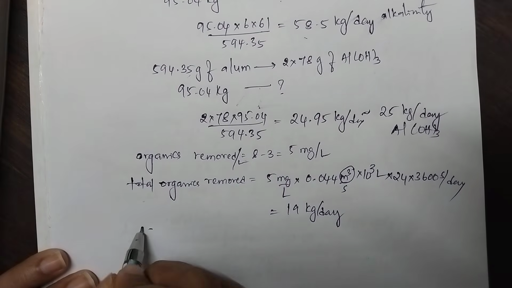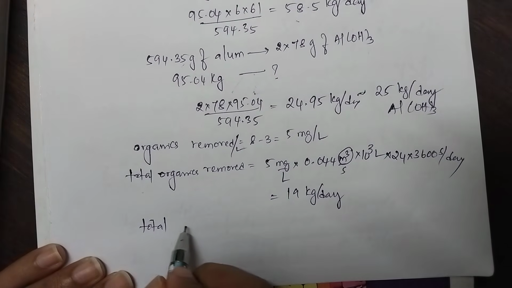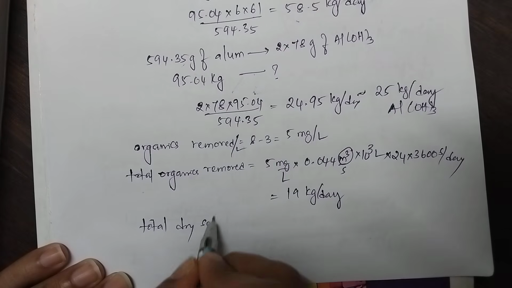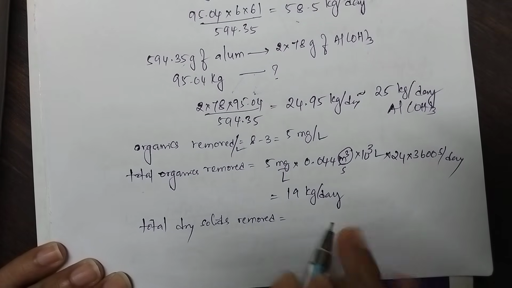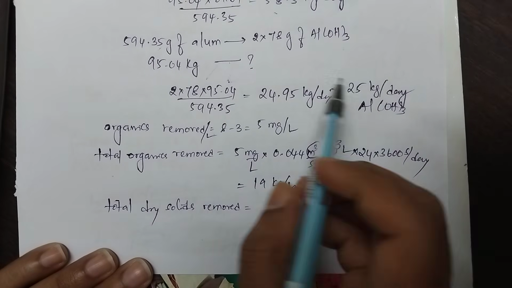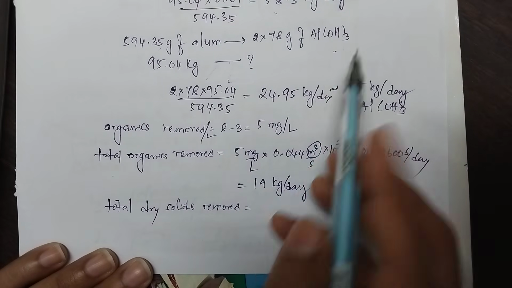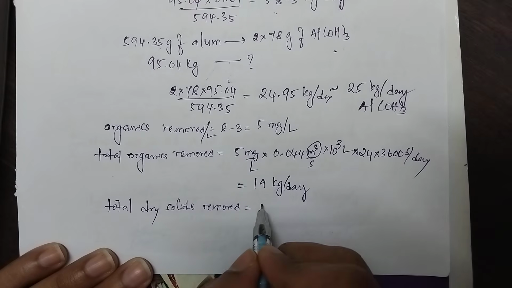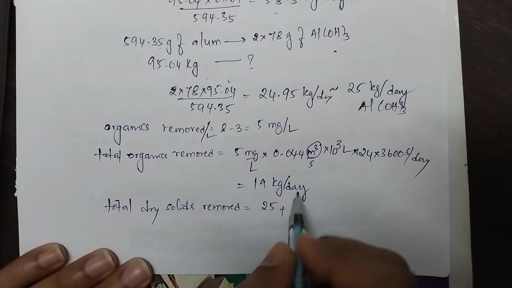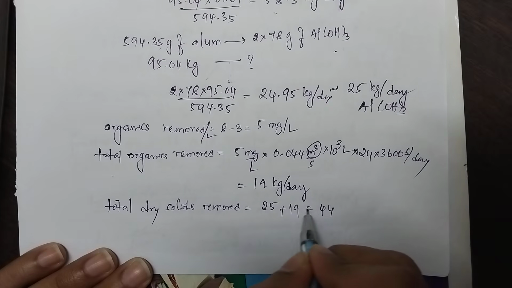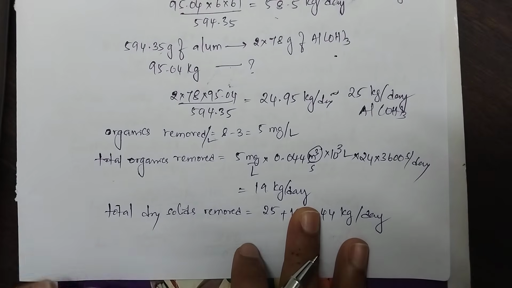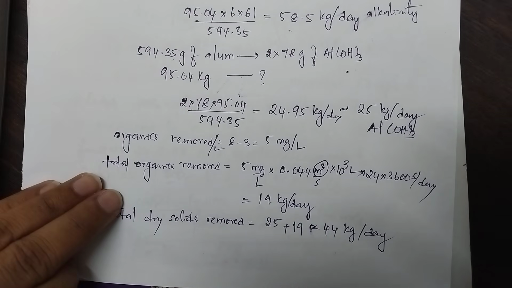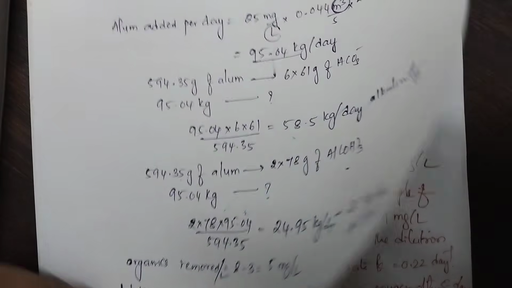So total dry solids removed is equal to the Al(OH)3, that is roughly 25, plus 19. So total roughly 44 kg per day dry solids are removed. Okay, so this is the first problem.